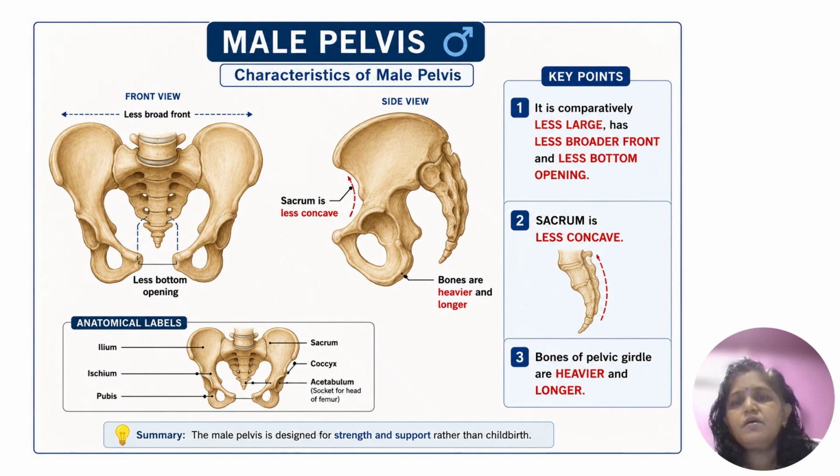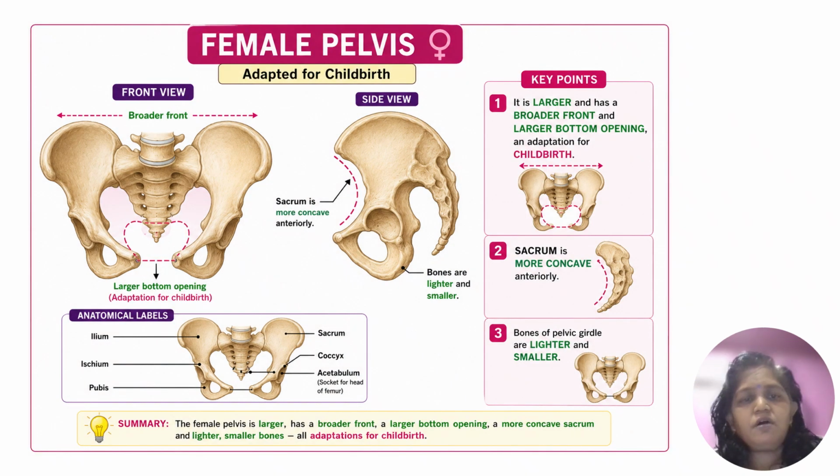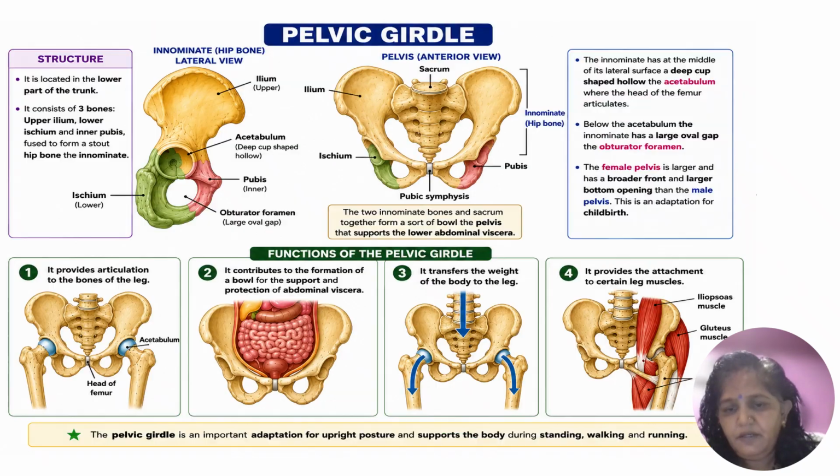Now, if I talk about the female, as I have already told you, there is a larger opening. It's for the adaptation for childbirth. There is more concavity at the anterior side of the sacrum. Bones are lighter and smaller, as I told you earlier.